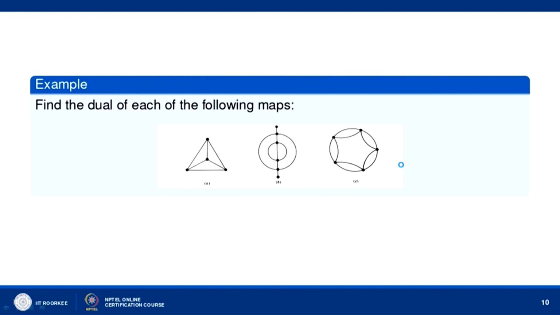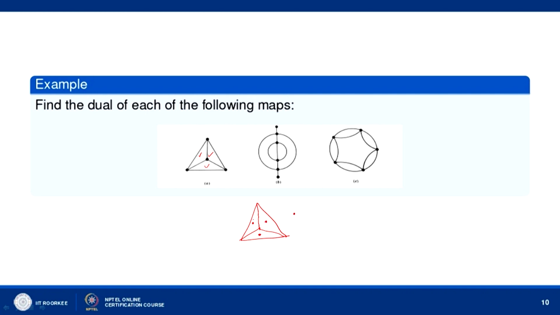Now, let us go to the dual of each of the following maps. So, there is one region here, one here, one here and one outside. So, what we do, we can take a point for each of these regions. So, one here, one here, one here and one outside.